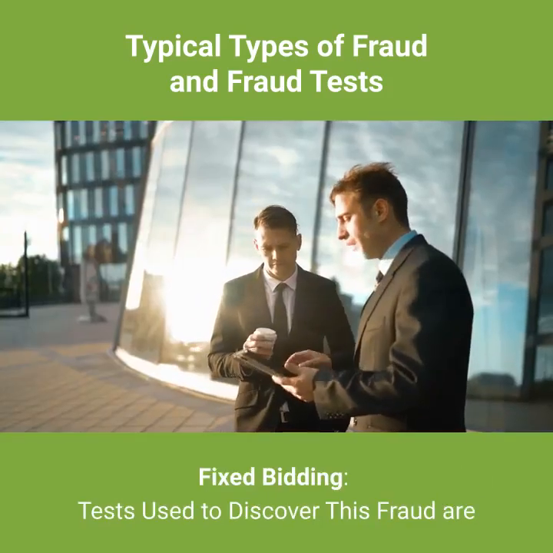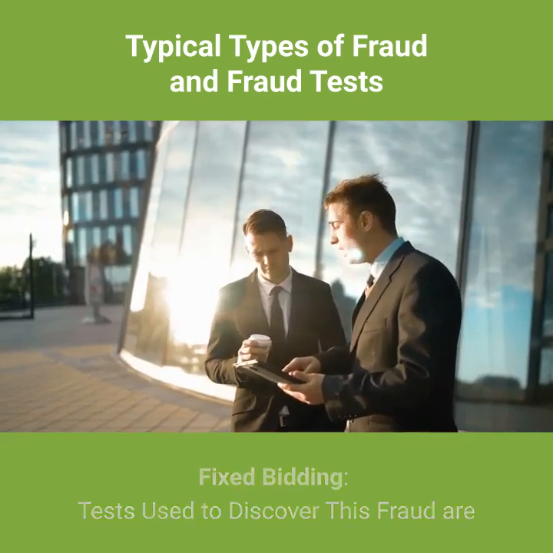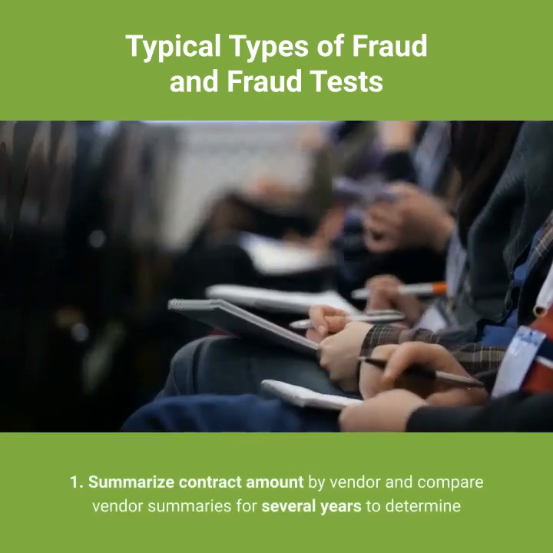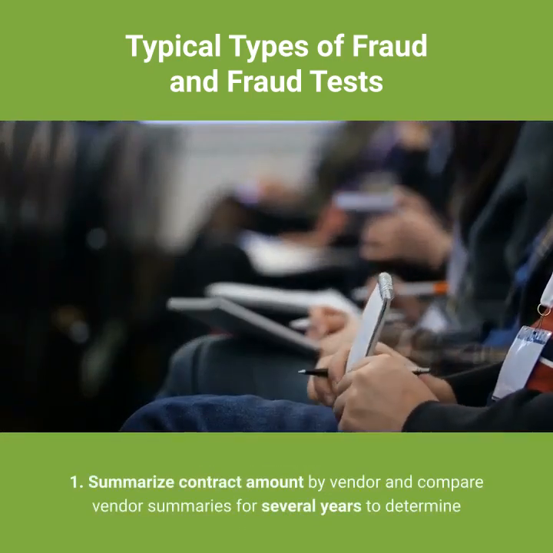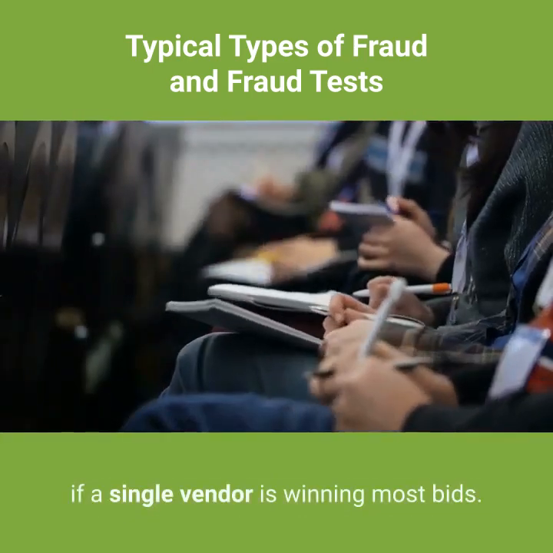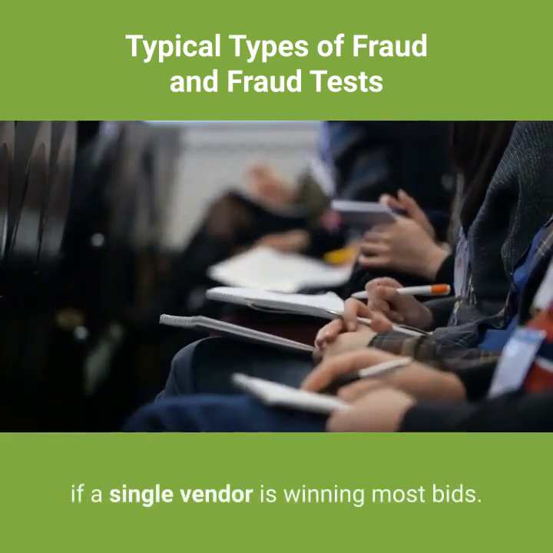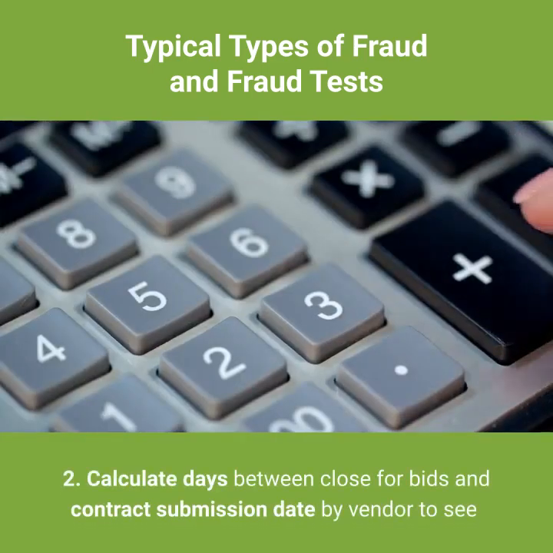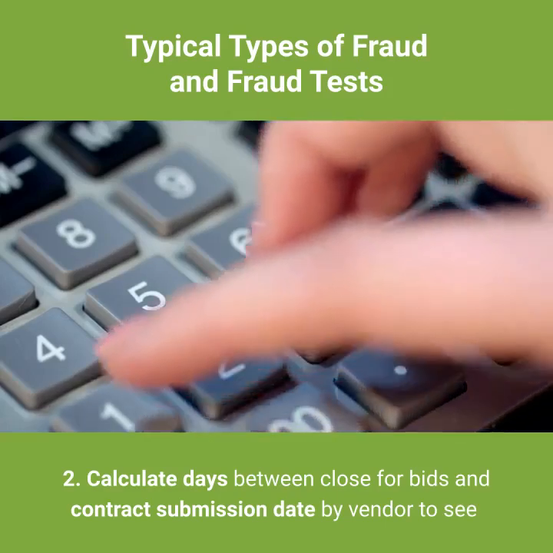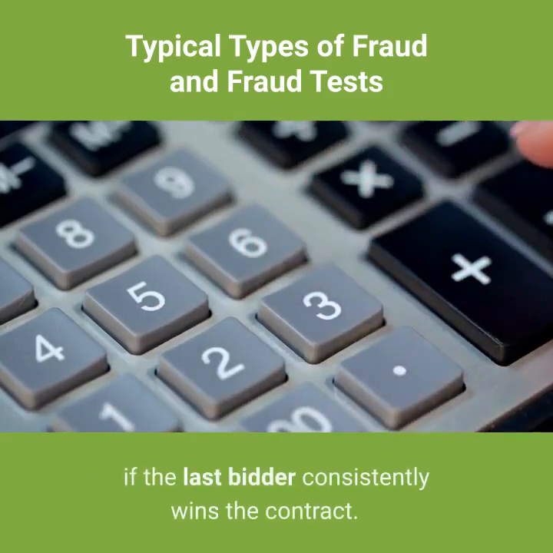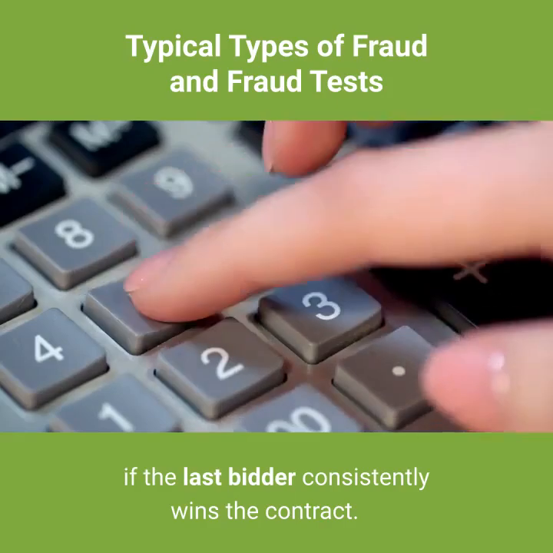Fixed bidding. Tests used to discover this fraud are: 1. Summarize contract amount by vendor and compare vendor summaries for several years to determine if a single vendor is winning most bids. 2. Calculate days between close for bids and contract submission date by vendor to see if the last bidder consistently wins the contract.